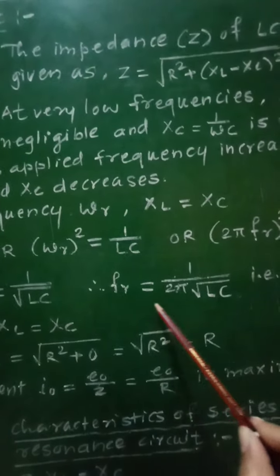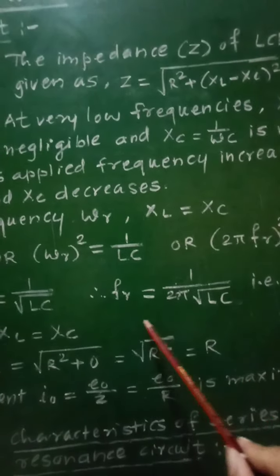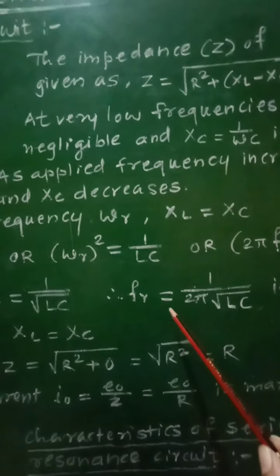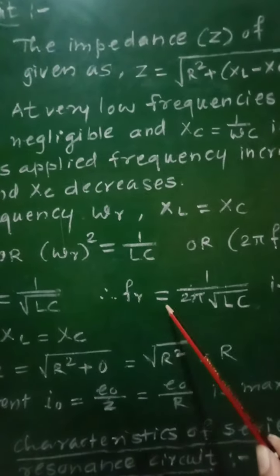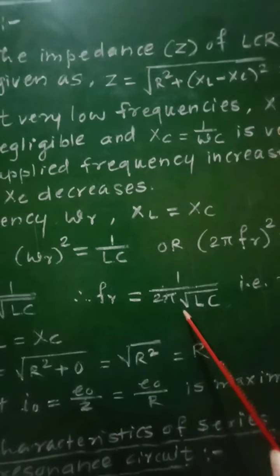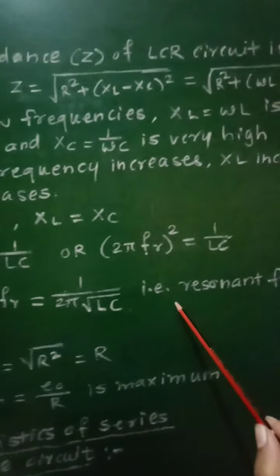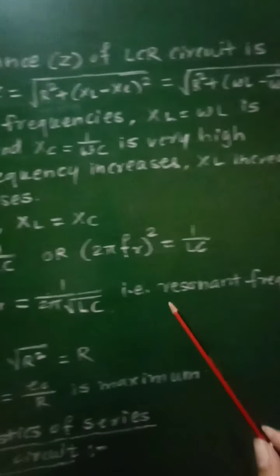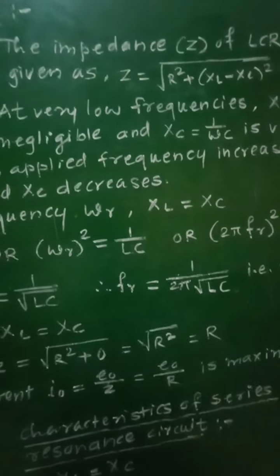So this formula gives us the resonant frequency for the series LCR circuit, that is, resonant frequency fr is equal to 1 upon 2 pi under root LC. That is the resonant frequency for this series LCR circuit.